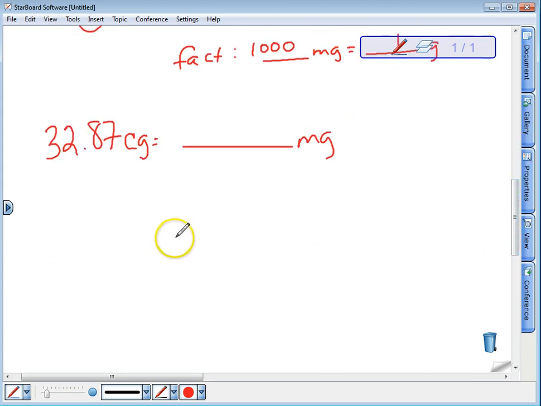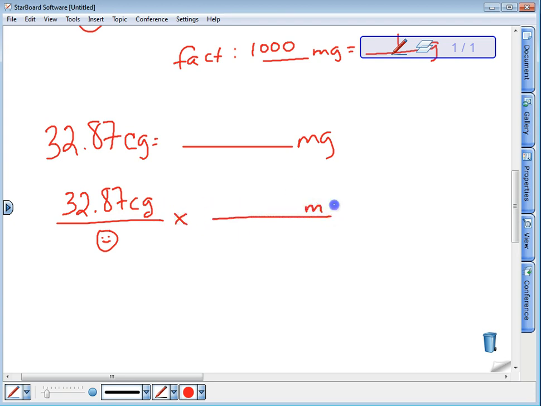Okay, let's do one more example. 32.87 centigrams is how many milligrams? I'm going to start it out the same way. 32.87 centigrams over 1, over smiley face, over whatever, times, I'm going to end up with milligrams, so I'm going to put that on top. I want centigrams to cancel, so I put that on bottom.